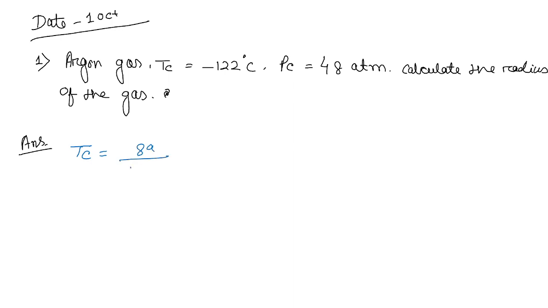Means for TC, 8A by 27RB. A and B are the van der Waals constants. Means A contributes to the attraction and B is the volume correction. And for PC, the expression is A by 27B square. Now they told to calculate the value of R.